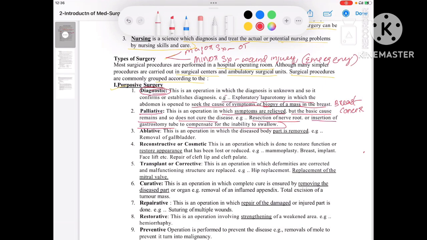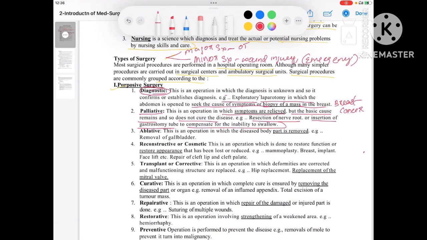So the resection of the nerve root has been done, but they will also insert a gastrostomy tube to compensate for the inability to swallow. The patient is not able to swallow, and the cause is not known, so they will conduct the surgery. That is a palliative surgery.